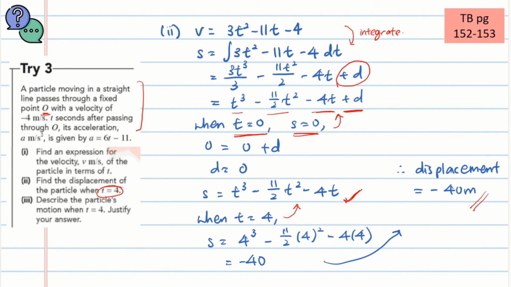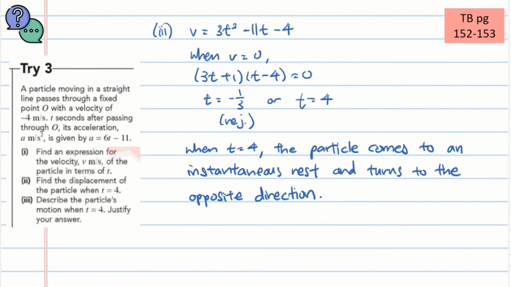Moving on to part 3, we want to describe the particle's motion when t equals 4. So we need to mention how the particle is actually moving when t equals 4. We cannot assume that the particle is always going in a straight line. It could be turning and all that. So we need to find out whether there are any turns or not. Whenever there is a turn, it will come to an instantaneous rest. That means that v equals 0.